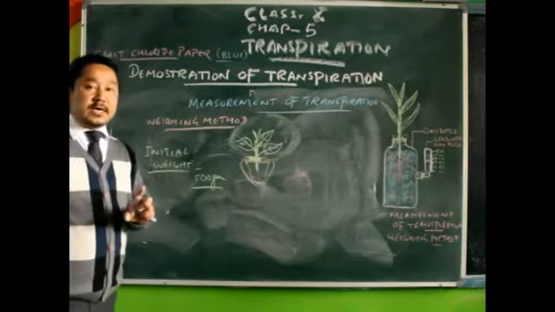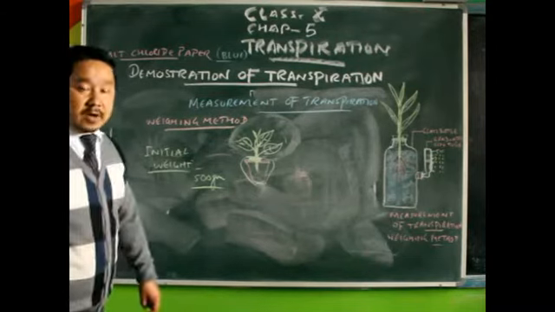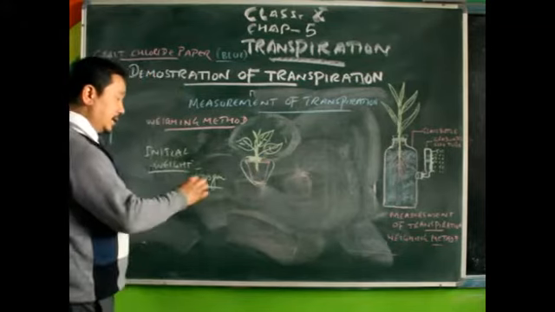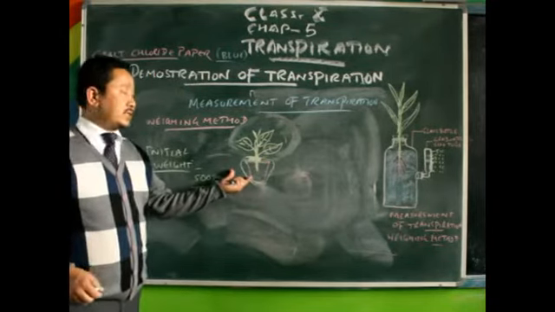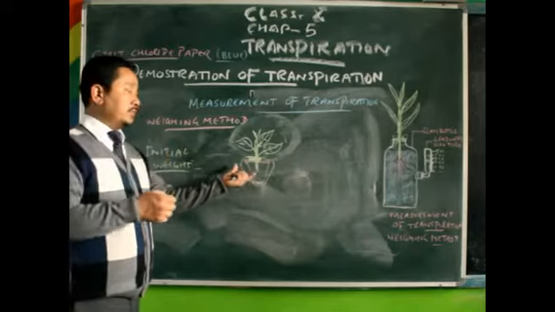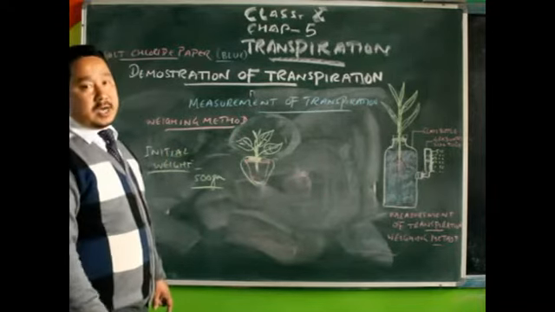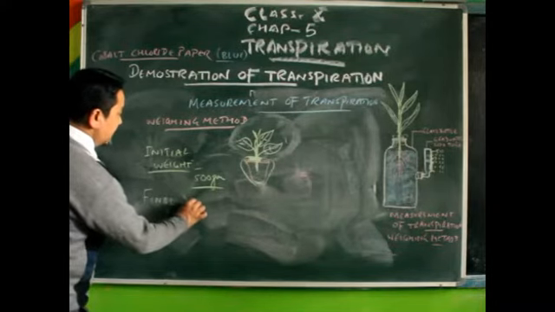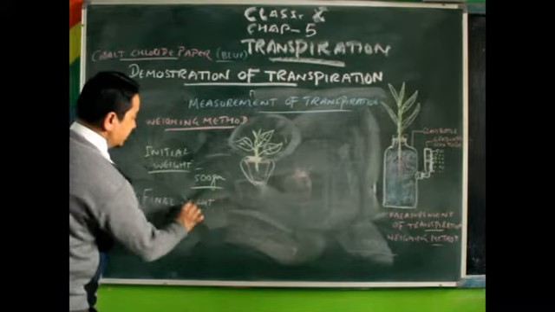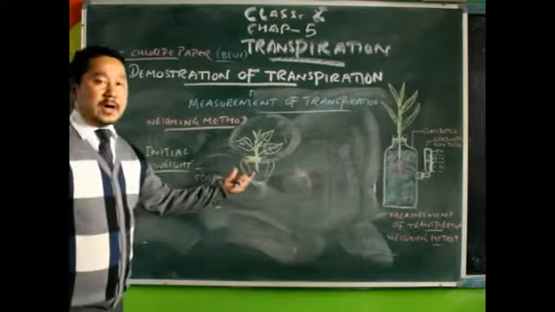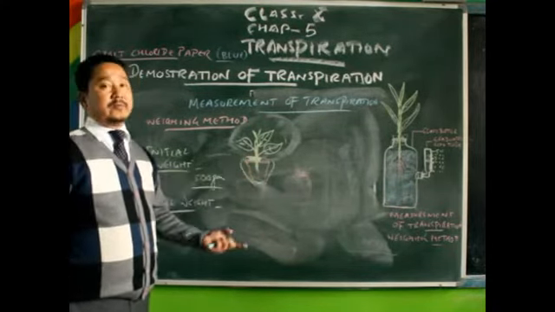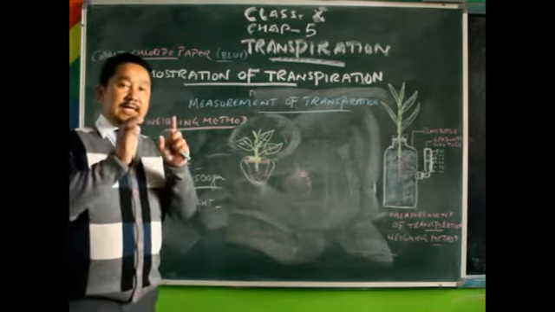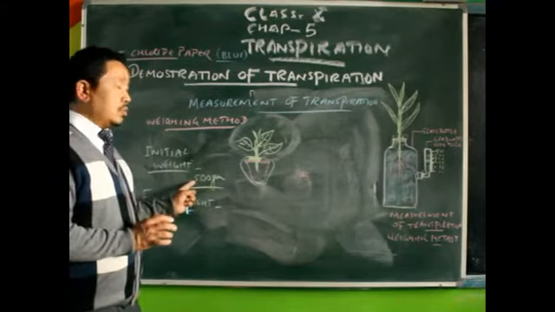Then keep this outside for some hours. After some hours, take that plant again and measure the weight again, which is the final reading, final weight. So after 1 or 2 hours or after some hours, when you take the weight of it, you find it is a little less than the original weight.